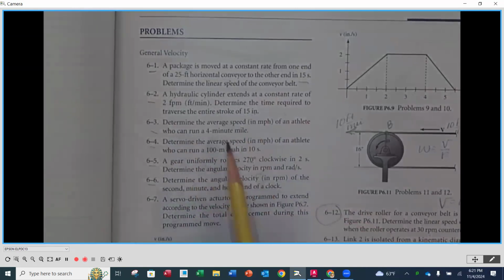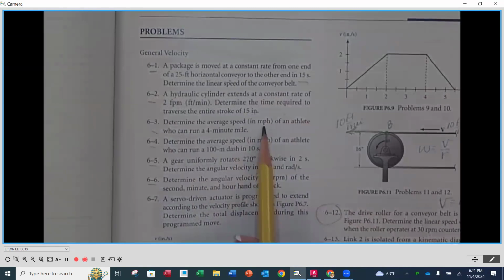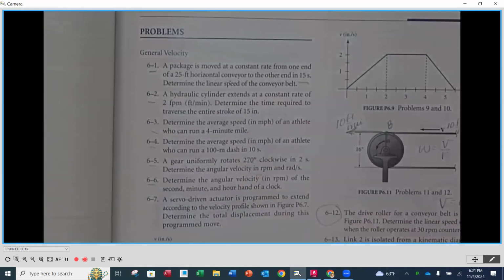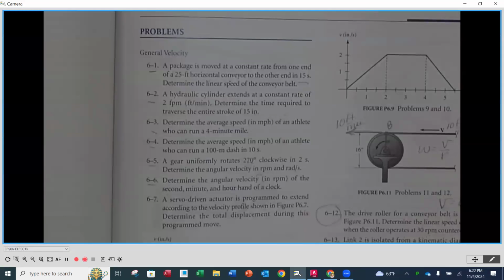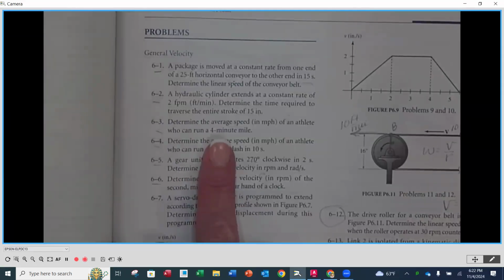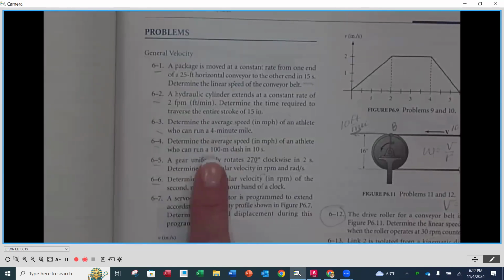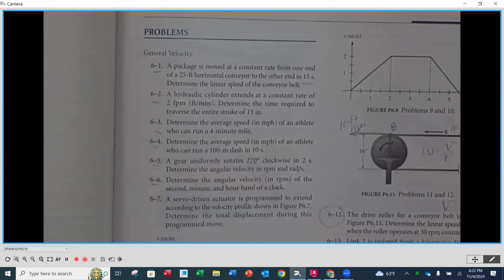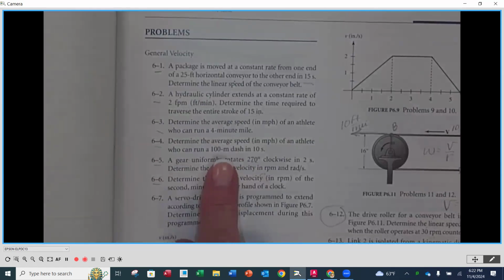The next one is determine the average speed in miles per hour of an athlete that runs the 4-minute mile, meaning 1 mile in 4 minutes. How fast is that athlete going in units of miles per hour? That's a conversion, okay? The next is, determine the average speed in miles per hour of an athlete who does the 100-meter dash in 10 seconds. So 100 meters per 10 seconds. Just convert that to miles per hour.